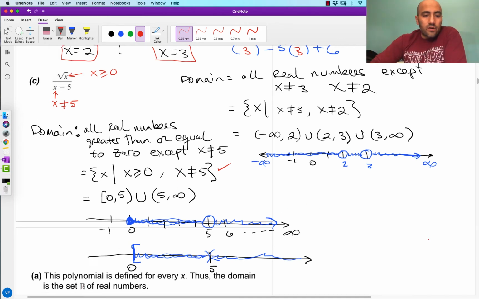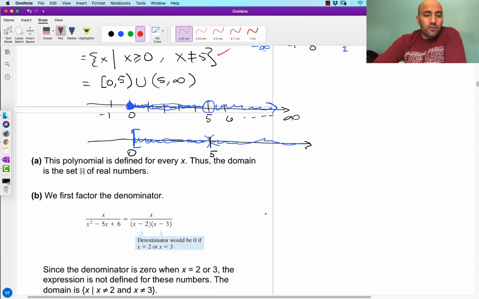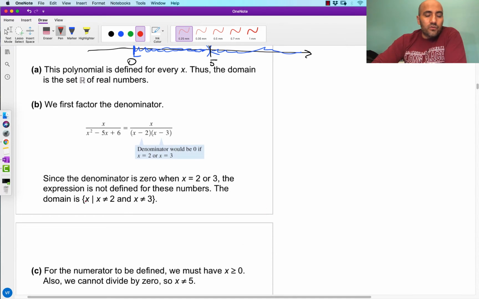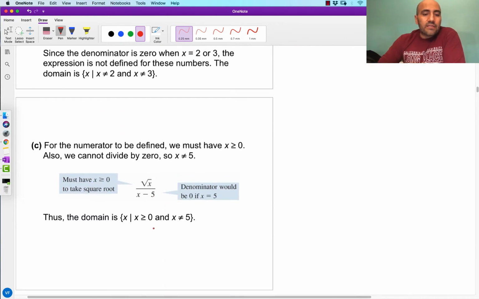All right, let's see what your author did. For the first one, it was all real numbers, so we just used that special R symbol. For B, use that set builder notation, x such that x doesn't equal 2, and also x does not equal 3. By default, that must mean that x could be any other real number except these two. And then for this last one, we wrote it again in set builder notation. It's x such that x is greater than or equal to 0, but x does not equal 5.